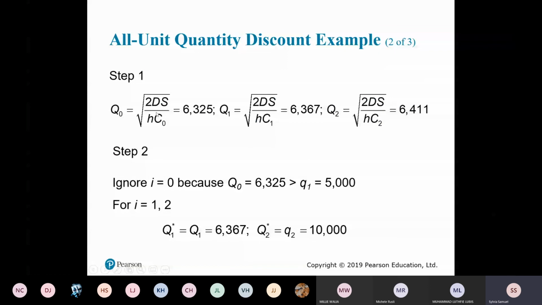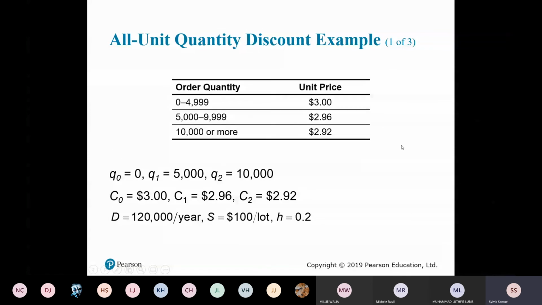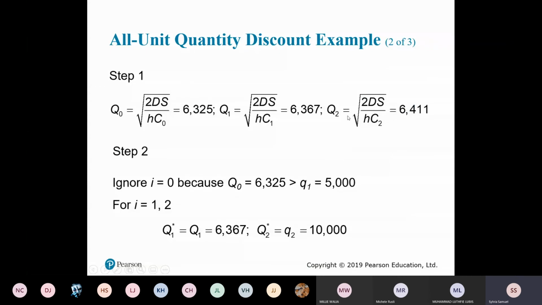So here, Q0, Q1, Q2, they calculate using the EOQ, the basic formula. EOQ, they got the results: 6,325, 6,325, 6,367, 6,411. Okay, the unit price difference, right? So that's why it is the economic order quantity for the price discount.